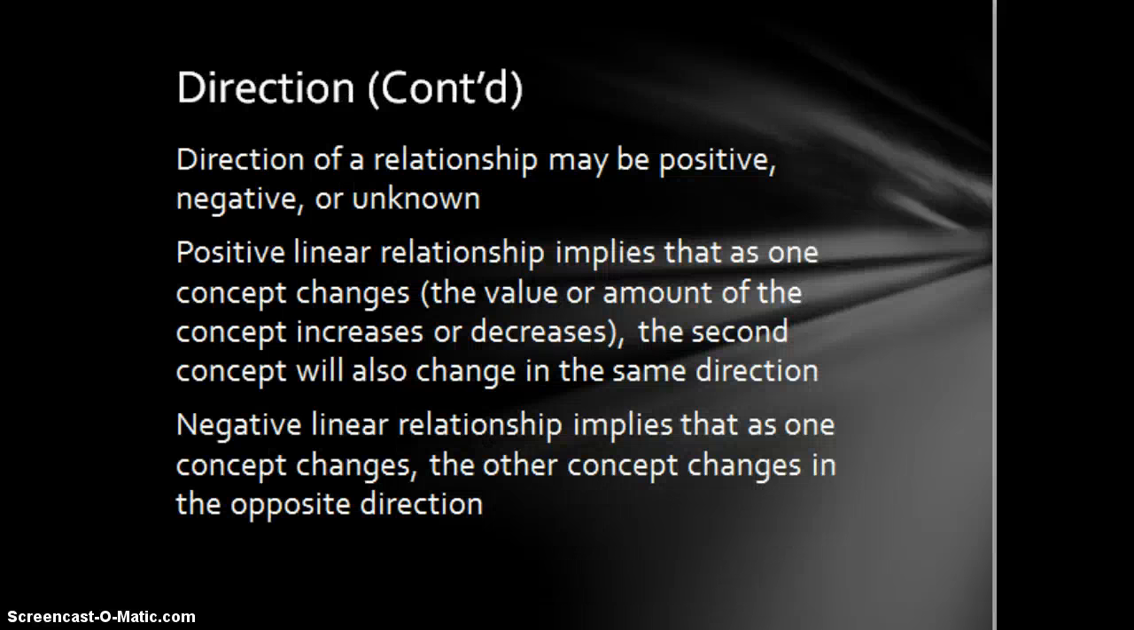The direction of a relationship may be positive, negative, or unknown. A positive linear relationship implies that as one concept changes, the value or amount of the concept increases or decreases, depending on the way that the first concept changes. The second concept will also change in the same direction. So in a positive linear relationship, the changes move in the same direction.